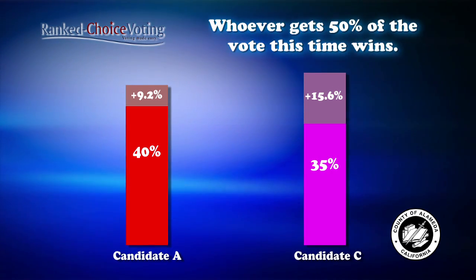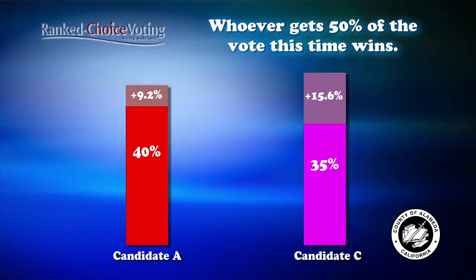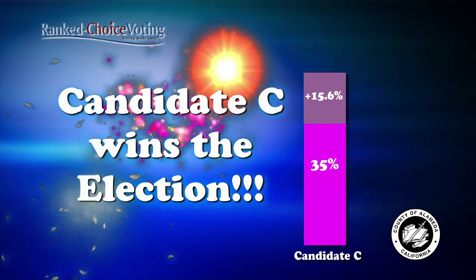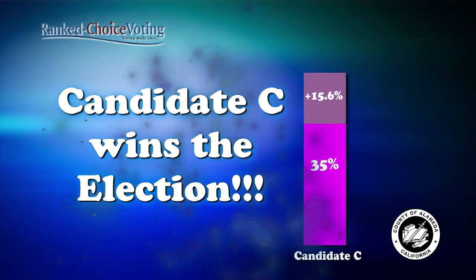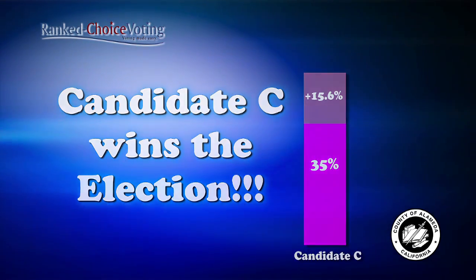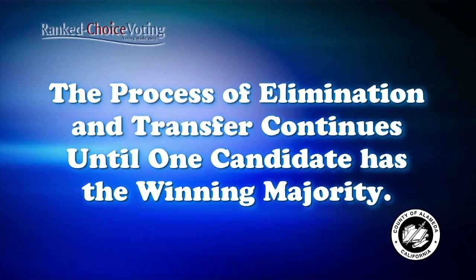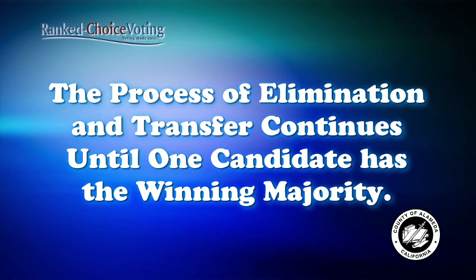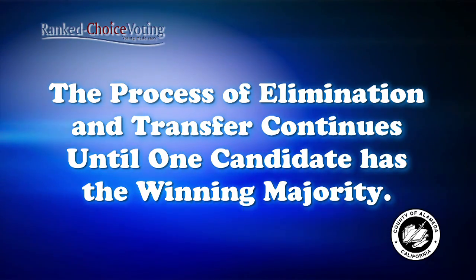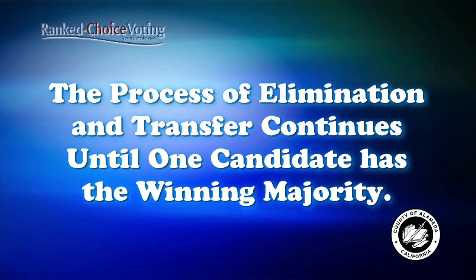If any of the remaining candidates receives more than 50% of the votes, as candidate C does in the example shown here, he or she is declared the winner. If no candidate receives more than 50% of the votes, then the process of eliminating candidates and transferring their votes is repeated until one candidate has a winning majority. Now, we will demonstrate ranked choice voting with a real example.